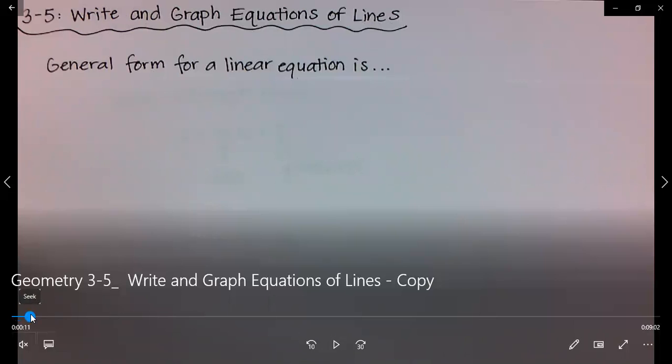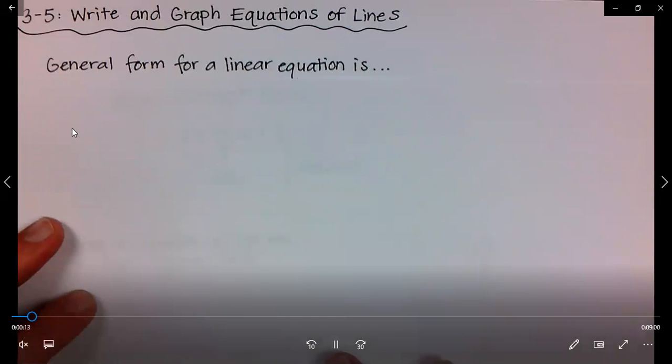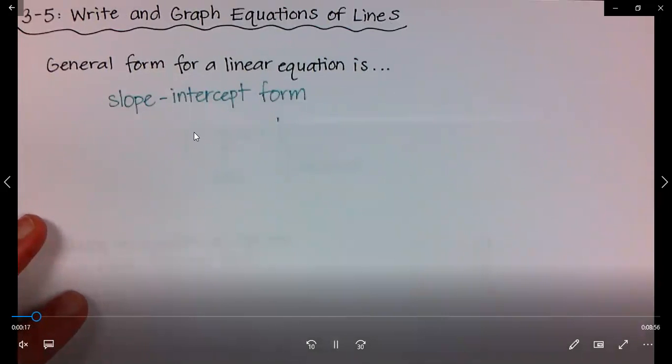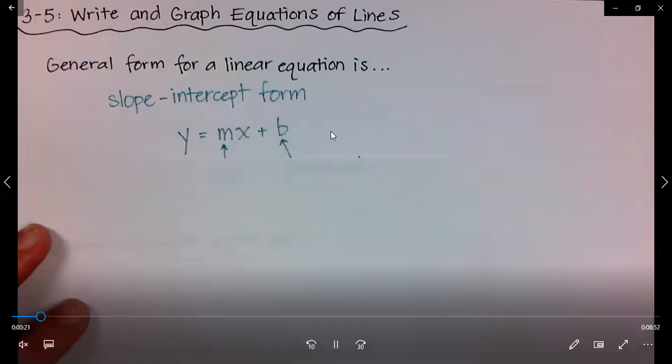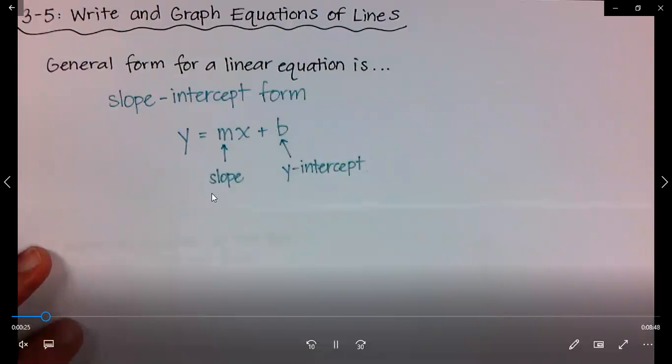Did you remember? The slope-intercept form of the linear equation is y equals mx plus b. And what is m denoted for? The m denotes the slope and b denotes the y-intercept.